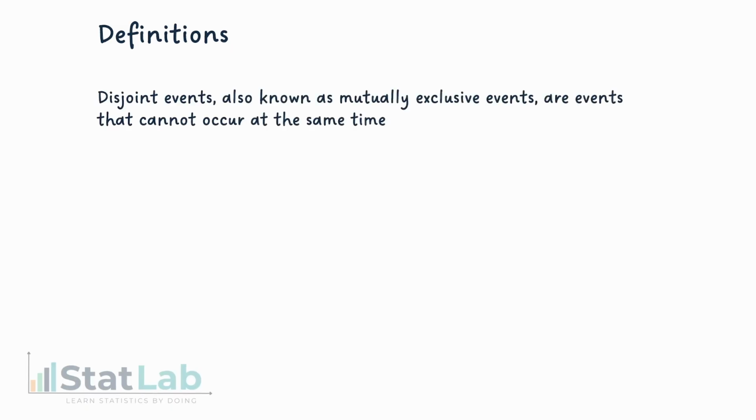Disjoint events, also known as mutually exclusive events, are events that cannot occur at the same time. For example, if you walk into a room with a light switch, you can turn it on or you can turn it off, but you can't do both. Once you turn it on, it's not off, and once you turn it off, it's not on. So they both can't happen at the same time. So that would be an example of a disjoint event.